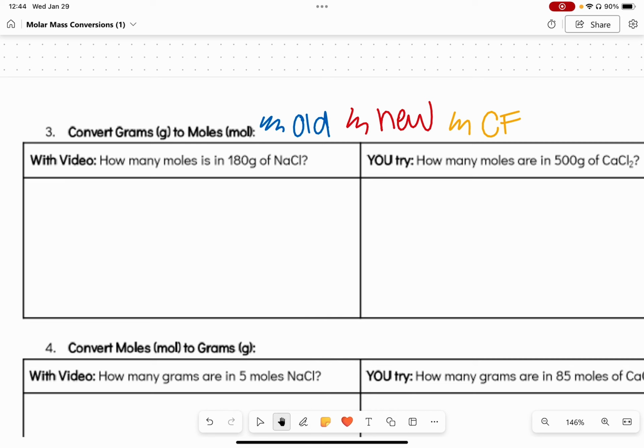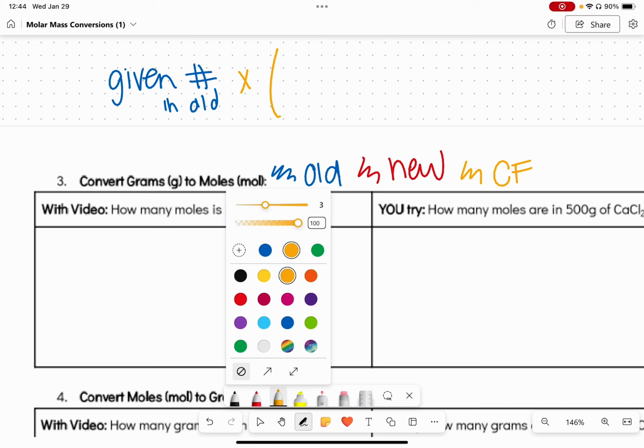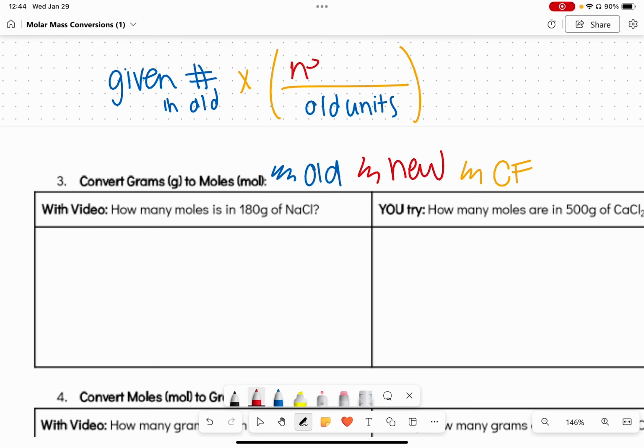Okay. So we are going to read the question and then set it up in the equation: given number times your conversion factor, with your old units on the bottom and new units on the top.